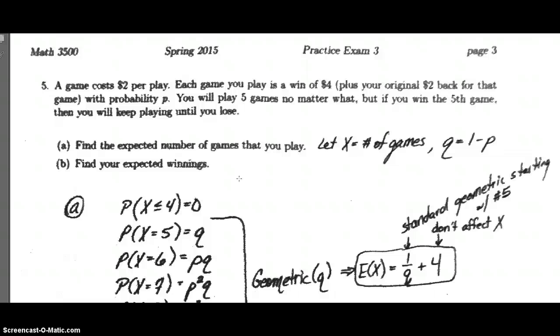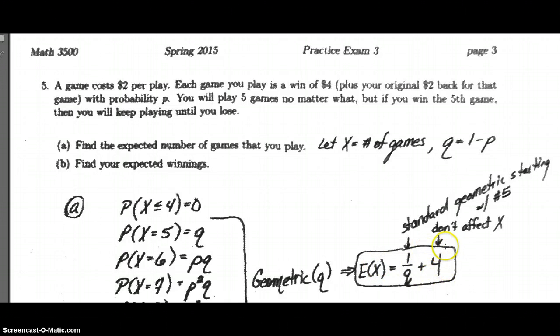The weird thing here is that we're going to keep playing until we lose. So geometric, we keep going until we have a success. So there's a couple different ways to do this. We can look at this losing as our success. In other words, we're switching the P and the Q from the typical geometric distribution. So we have 1 over Q as our expected value after game 4.